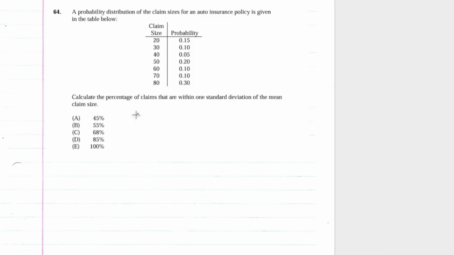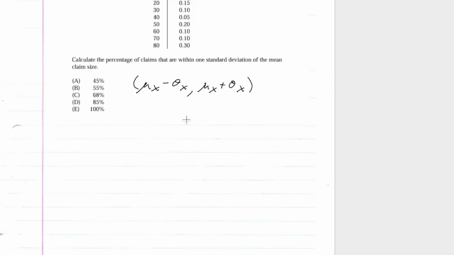So one standard deviation of the mean is going to be the mu of x minus the standard deviation of x, and the mu of x plus the standard deviation of x. So that's one standard deviation about the mean. So, of course, we need to find the mean and the standard deviation.